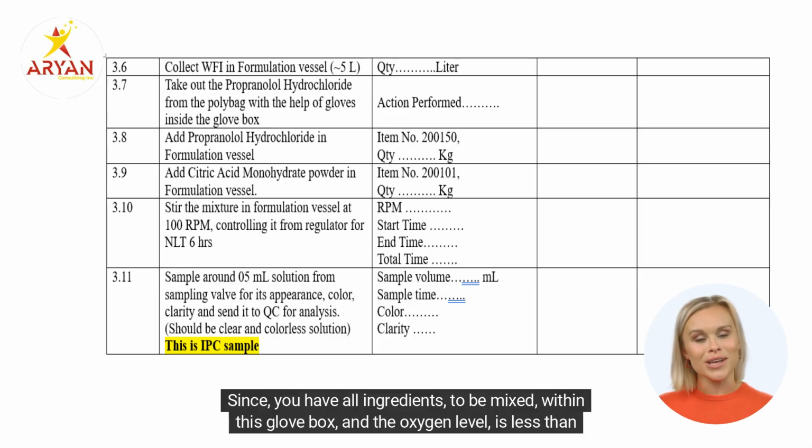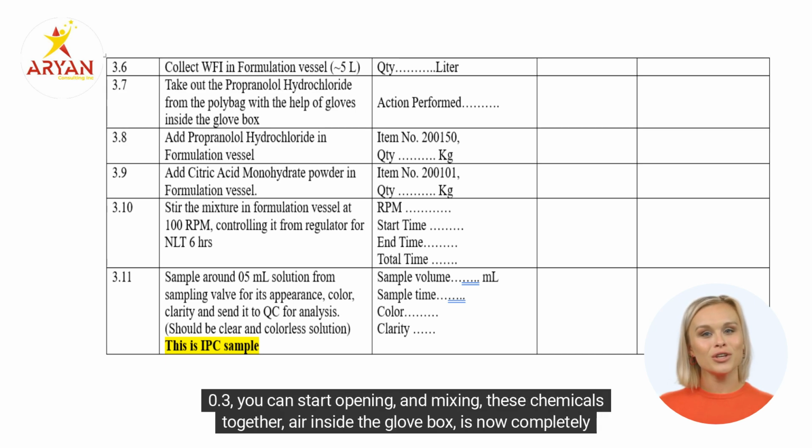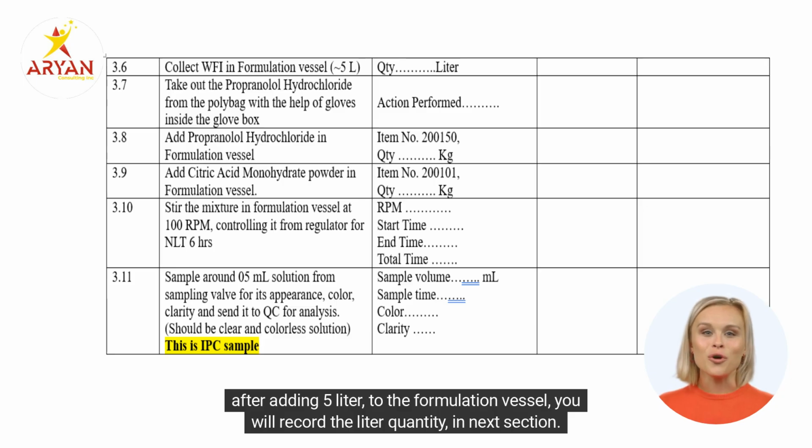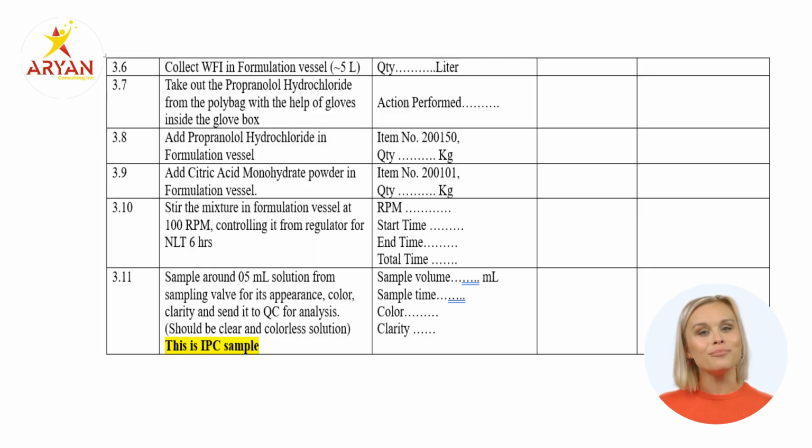Since you have all ingredients to be mixed within this glove box and the oxygen level is less than 0.3, you can start opening and mixing these chemicals together. Air inside the glove box is now completely safe. Step 3.6 is instructing to collect water for injection in the formulation vessel, and the water quantity is 5 liters. After adding 5 liters to the formulation vessel, you will record the liter quantity in the next section.